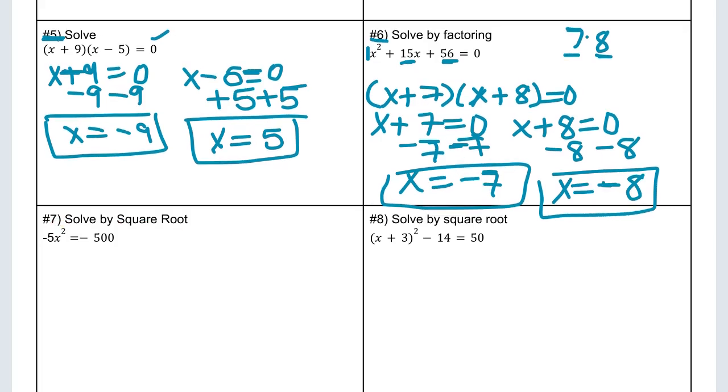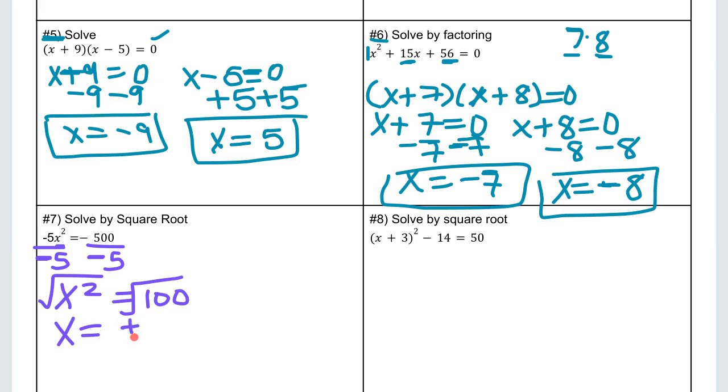Number 7, we're solving by square root. Isolate the squared term by dividing both sides by -5, leaving us with x squared equals 100. Square root on both sides. x equals positive negative square root of 100, which is 10.